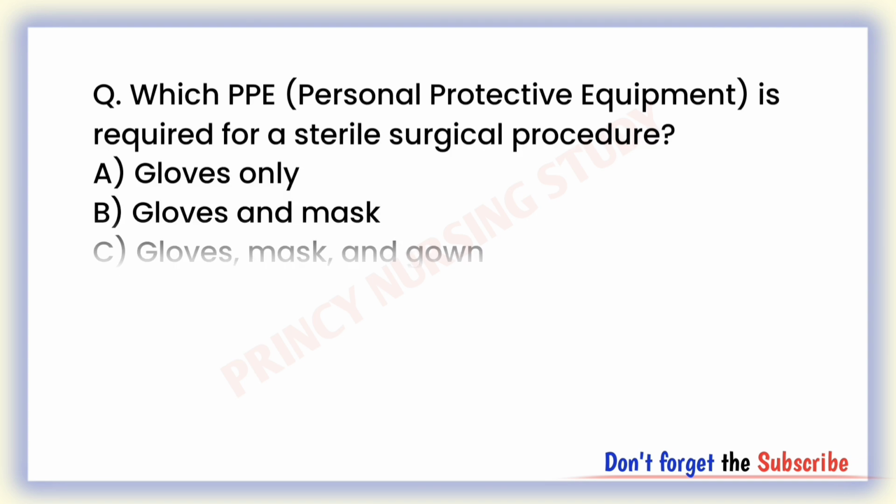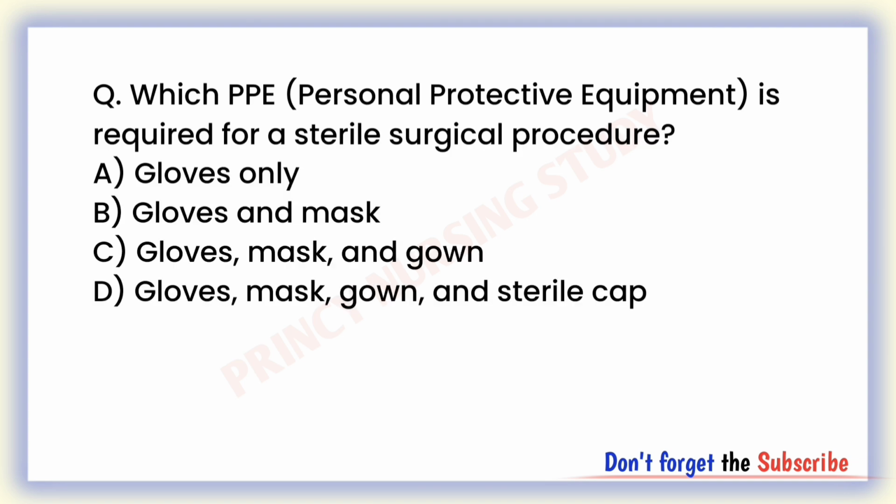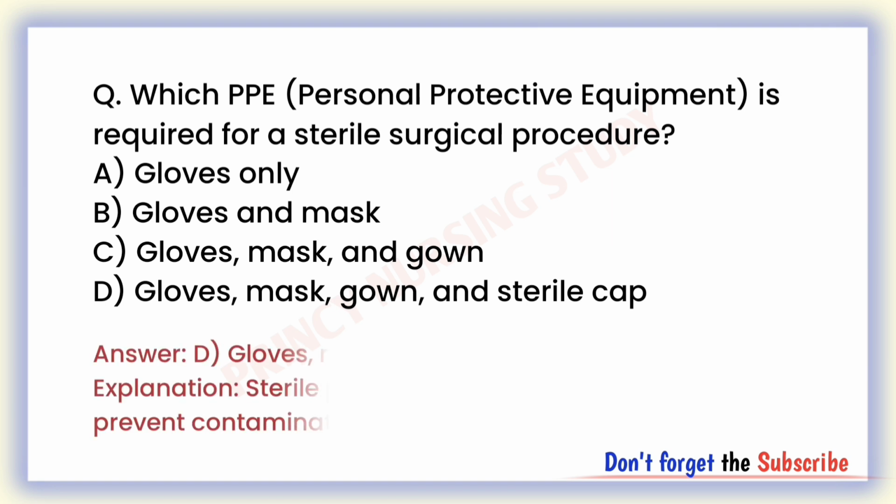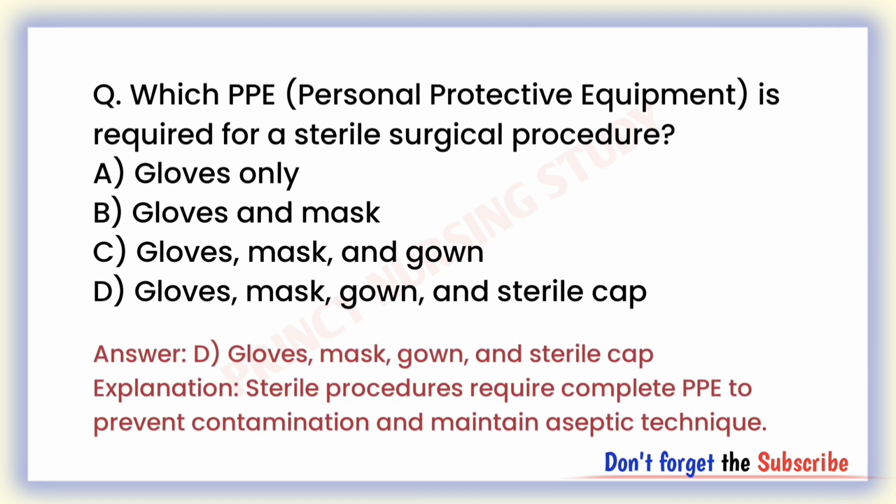Next question. Which PPE, personal protective equipment, is required for a sterile surgical procedure? Correct answer is D. Gloves, mask, gown, and sterile cap. Sterile procedures require complete PPE to prevent contamination and maintain aseptic technique.